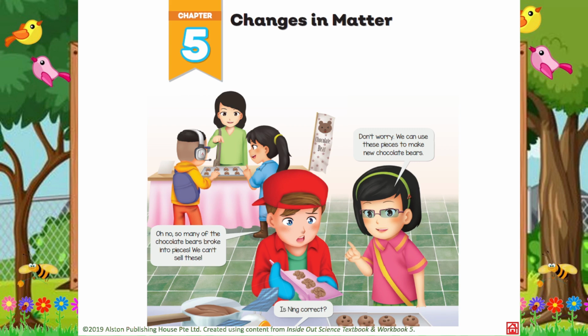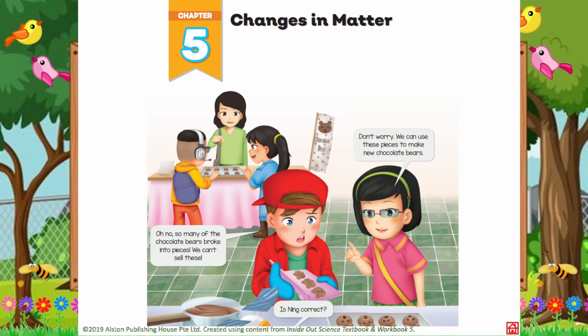Alright, so as you can see, the boy in the picture is so worried because there are so many pieces of chocolates that were broken in pieces. Okay, he thought there is no way that he can sell them anymore. So the girl on the other hand said that he should not worry because they can use those to make new chocolate bears. So what do you think Ning is going to do? Do you think she can really make new chocolate bears from the broken pieces of chocolates?